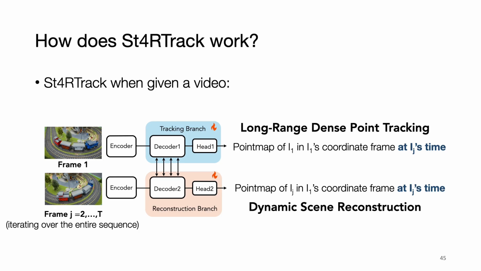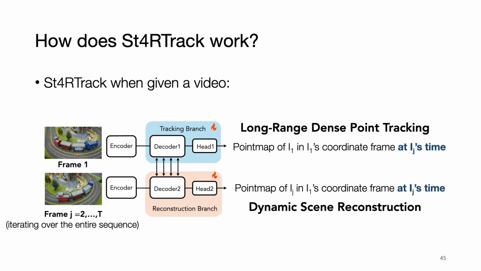Okay, so how does this work? Let's consider the case where you have a video. When you have a video, for the first branch, we always take in the first frame. And then for the second branch, we're going to iterate over the entire sequence. So the second branch sees the second frame until the end of the sequence.